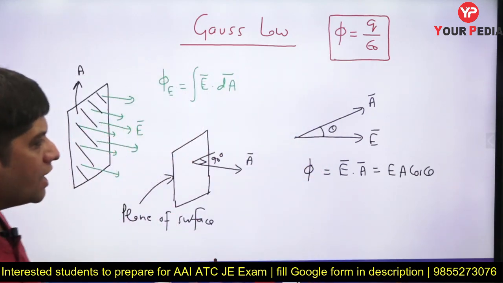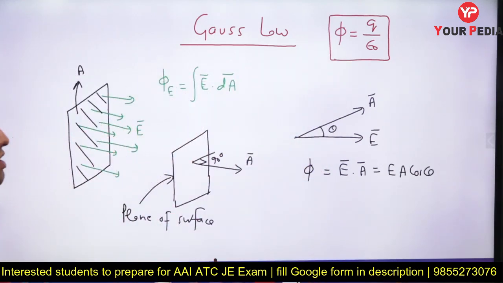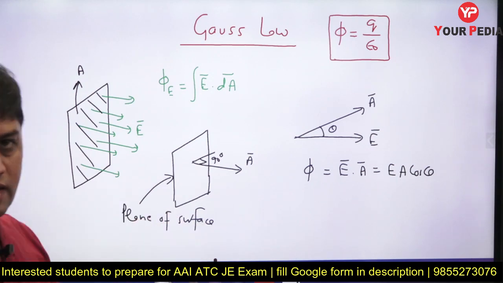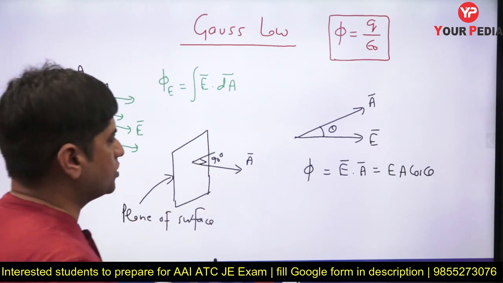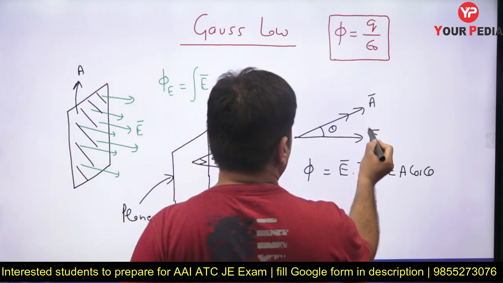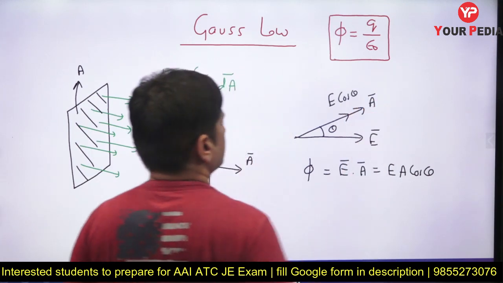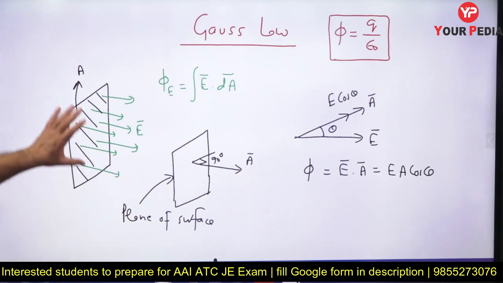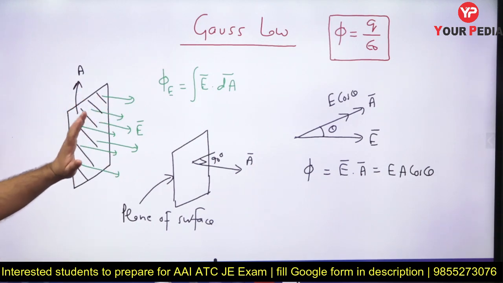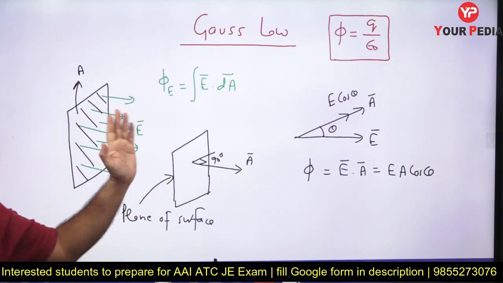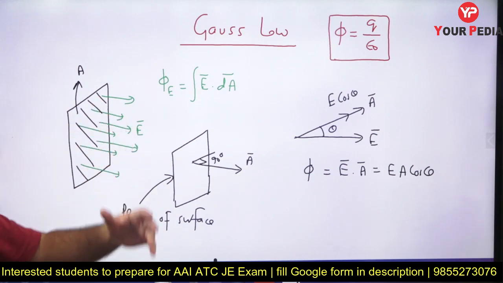So that means you can take the component of the electric field which is along the direction of the area, the component of E along the area, and this becomes E cos theta. So the total electric field lines which are coming out of a surface, and coming out of the surface means you have to take it in the direction of the area vector.